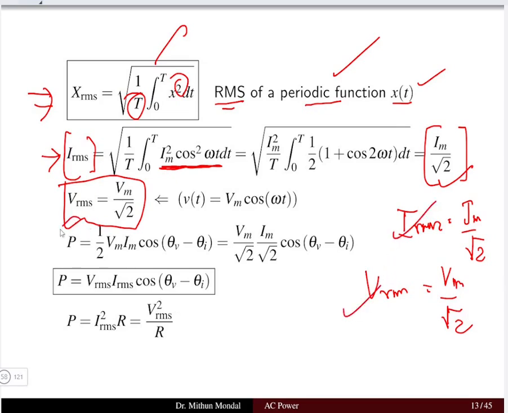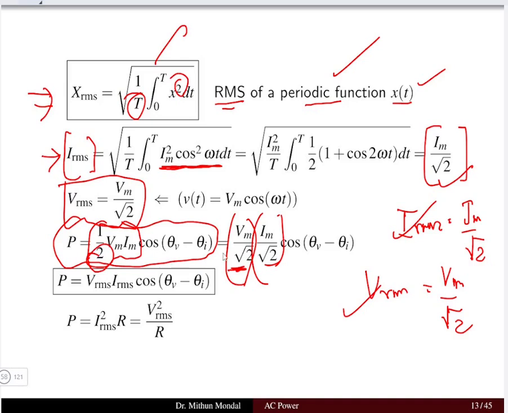Can we put these values in the average power? The average power is half Vm Im. So we can write Vm by root 2 and Im by root 2. Root 2 and root 2 multiply to become 2 in the denominator, and in the numerator we have Vm into Im. Vm by root 2 is VRMS, Im by root 2 is IRMS, and this will be cos of theta V minus theta I.